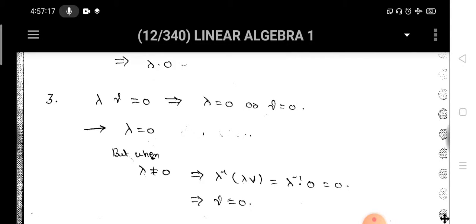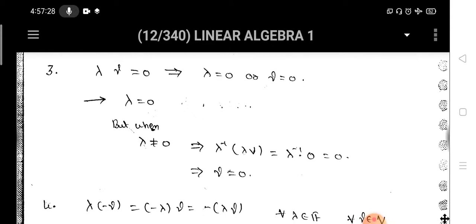Then we have another property in vector spaces, that if you multiply a scalar with a vector and that product is equal to 0, this implies that either the scalar is equal to 0 or the vector is equal to 0. Again you can easily prove it. Let us suppose that lambda is equal to 0. If lambda is equal to 0, then we have nothing to prove. Now let us suppose that lambda is not equal to 0. That means it is a non-zero element. So we can actually take the inverse of it, because this comes from a field, and in a field every non-zero element has a multiplicative inverse.